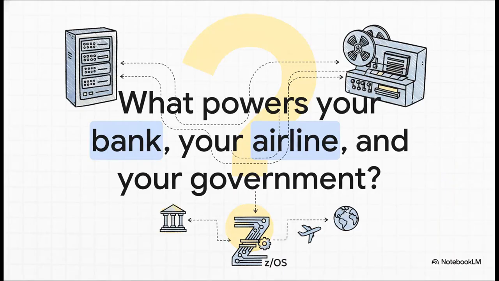So what is it? Well, the answer, more often than you'd think, is a technology you've probably never even heard of. And it's running on hardware you might think is a total relic of the past, the mainframe. In this explainer, we're diving deep into the operating system that makes it all possible, IBM z/OS.